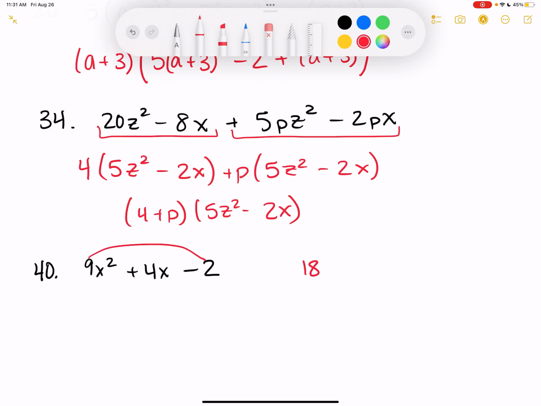Okay, so we need factors of 18 that add up to be 4. Specifically negative 18. More like 9 and 2. Is that what you're talking about? Yeah. Okay. 9 and 2. I need factors that add up to give you 4.